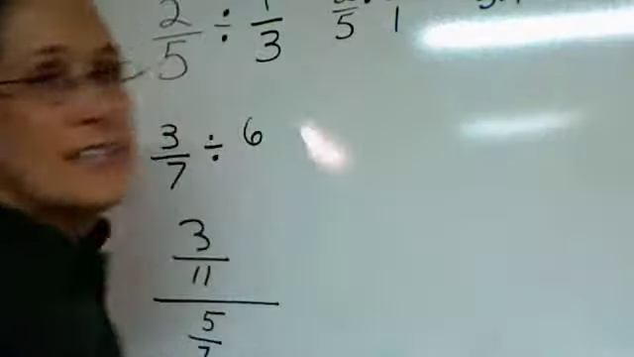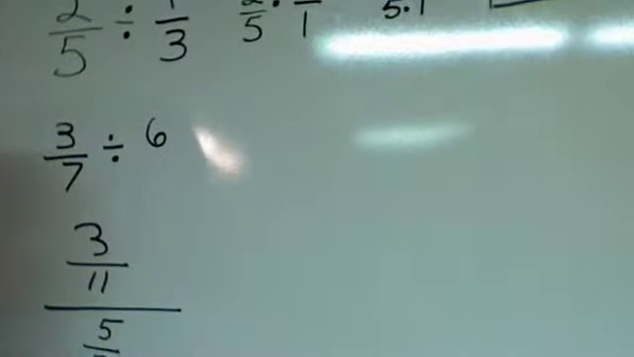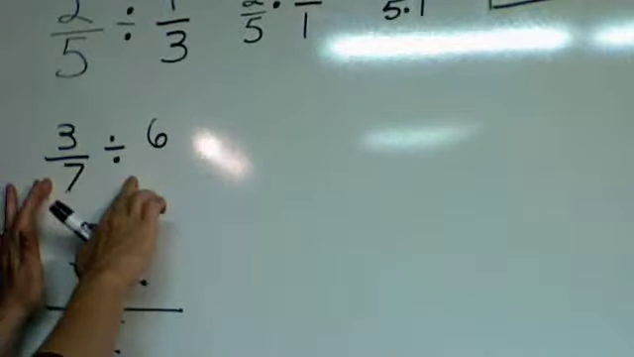Again, that's an improper fraction, 6/5. You may write that as 1 1/5. You may leave it just like that if you wish. Let's look at the second example.